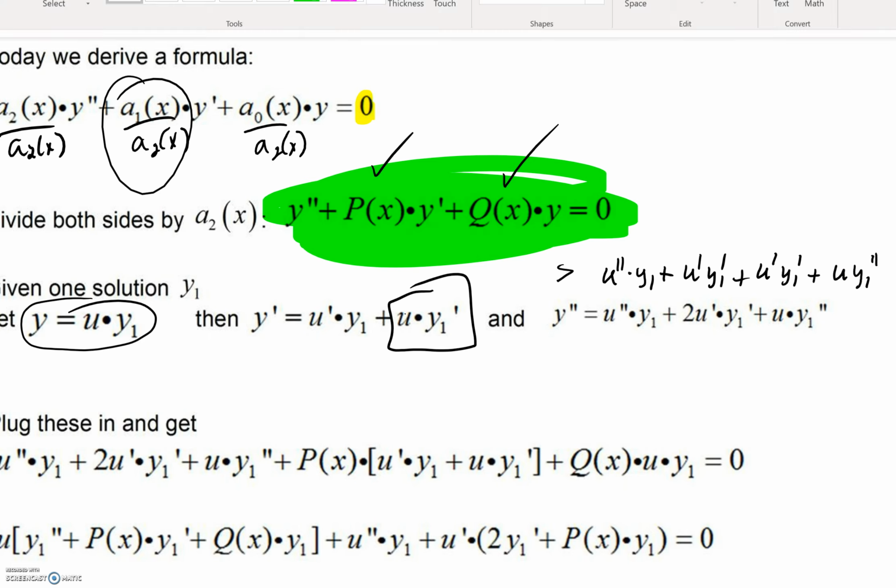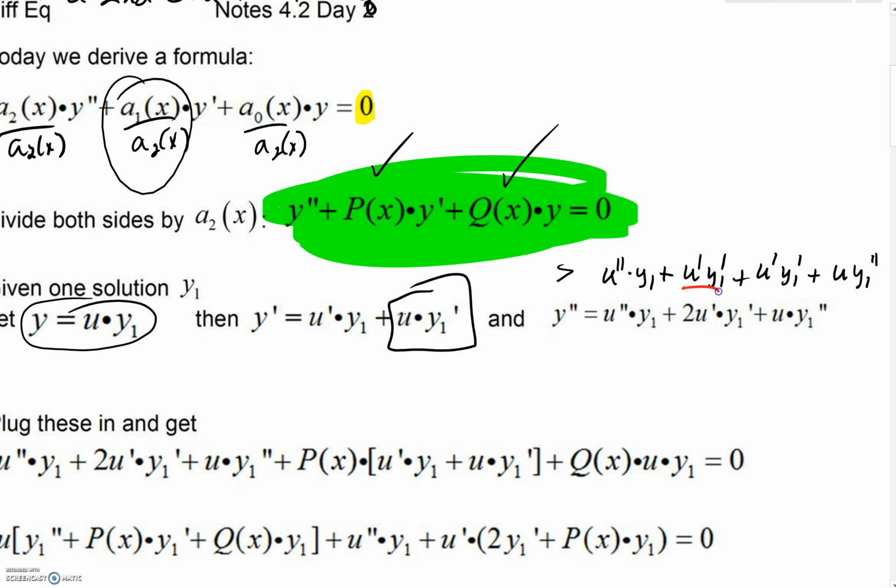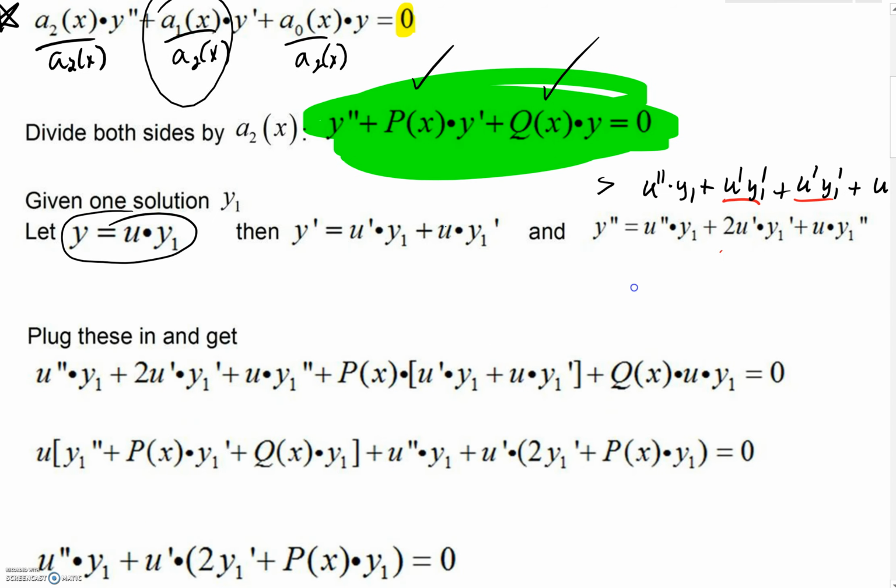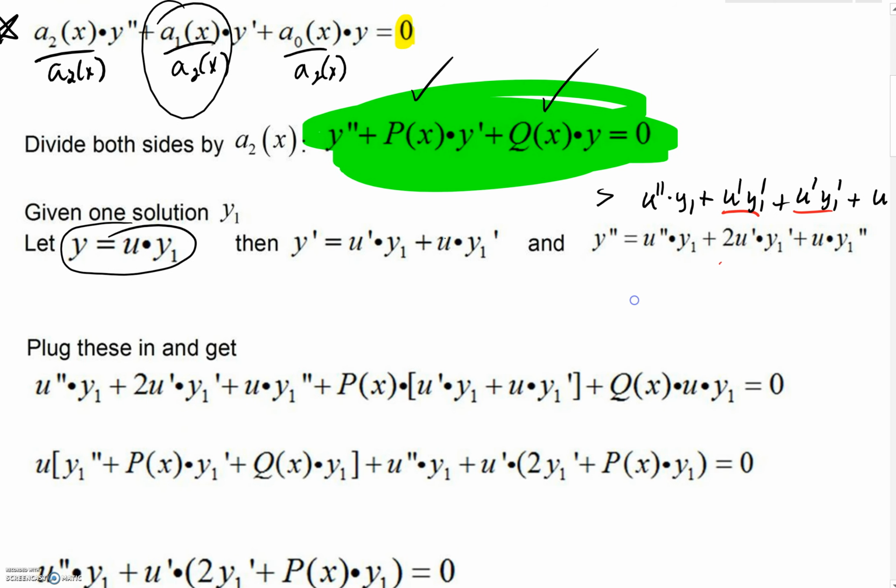Now it's only going to take you a moment as you look at this to see that there are two like terms here, a u prime y1 prime. There are two of them, so that would become a 2 u prime y1 prime. And that's just preliminary. That's just showing the three things that we're about to substitute in. Remember, we're up here in green. And we're going to say, hey, y double prime, we're going to plug that y double prime in here.